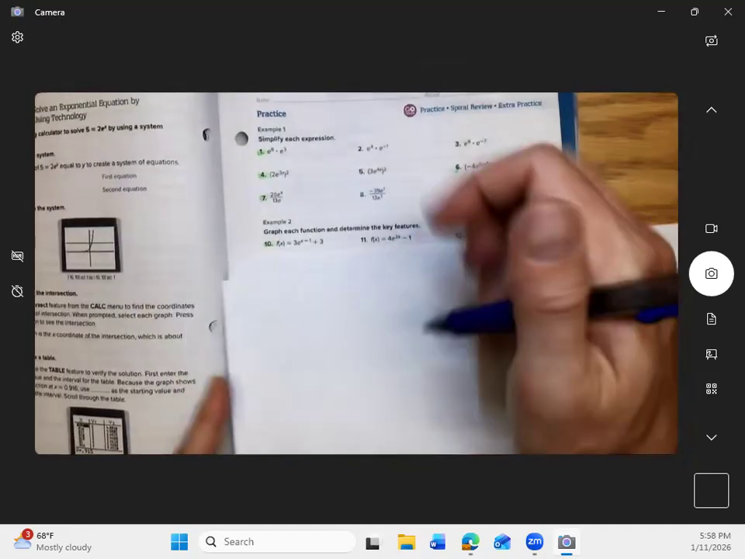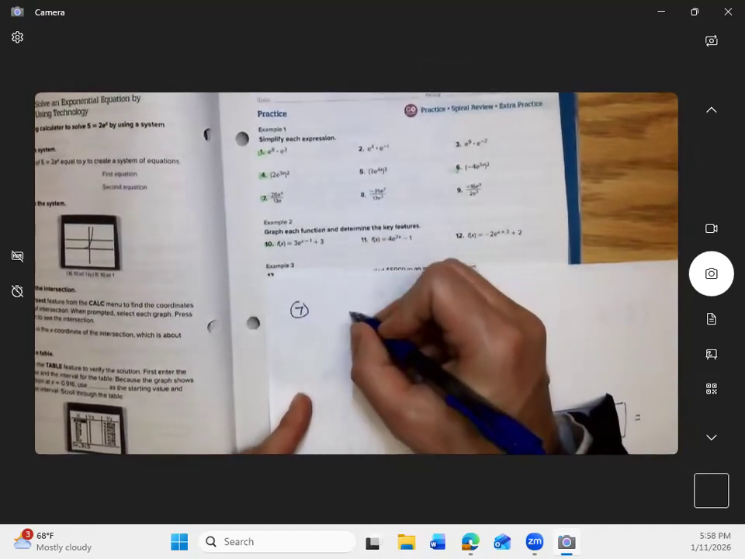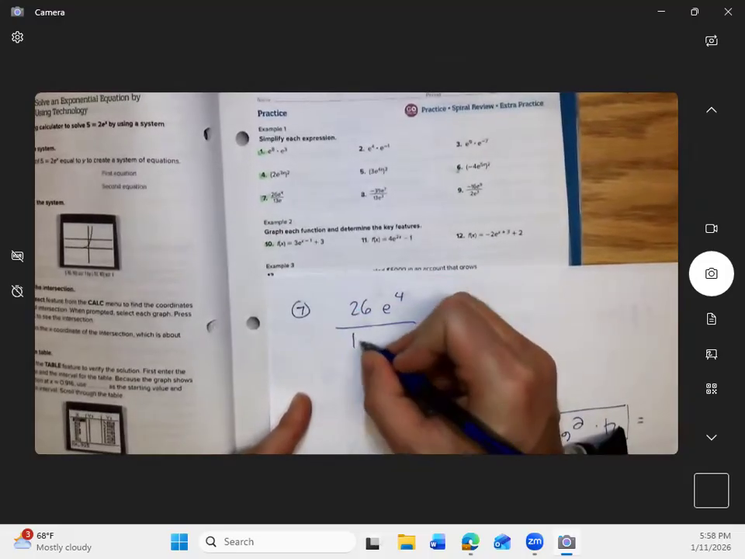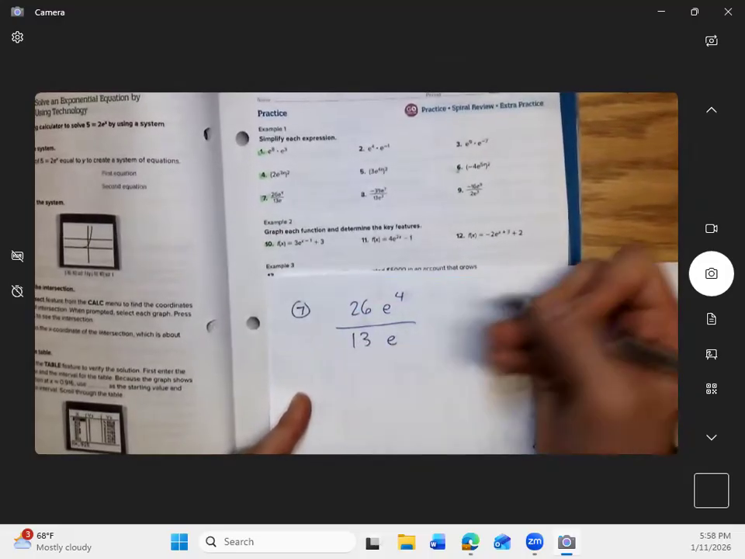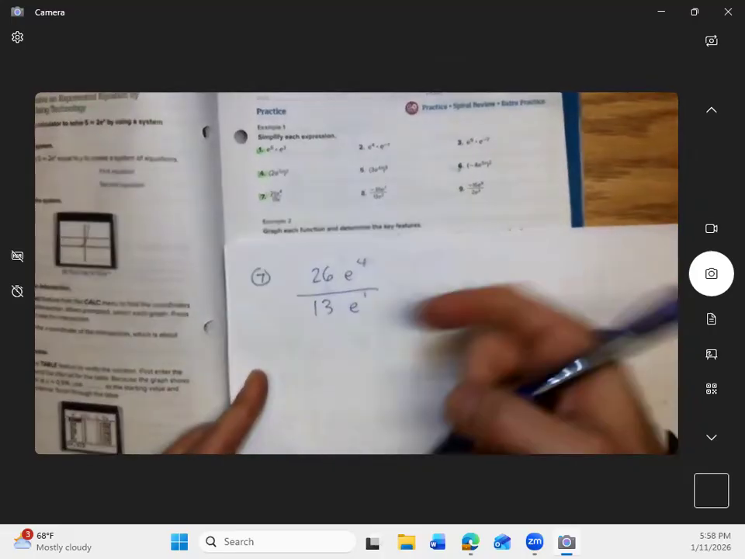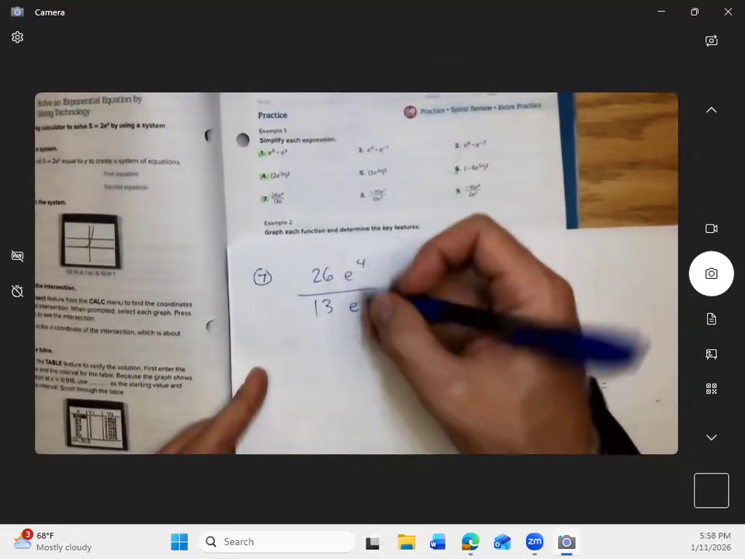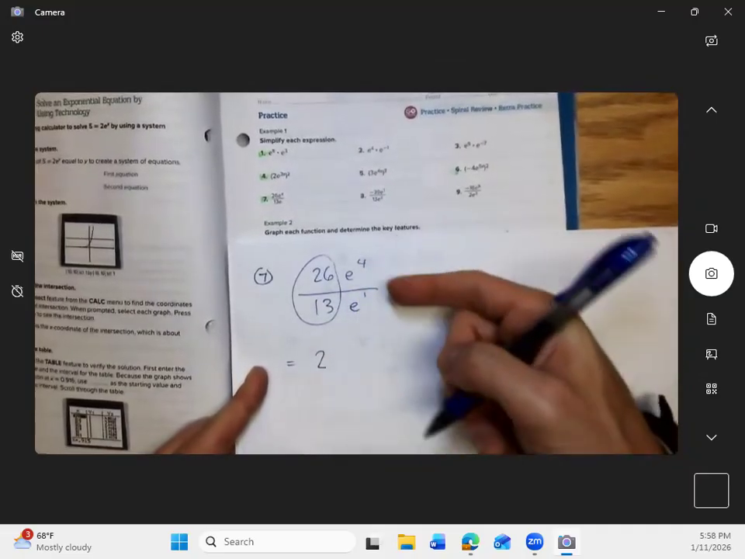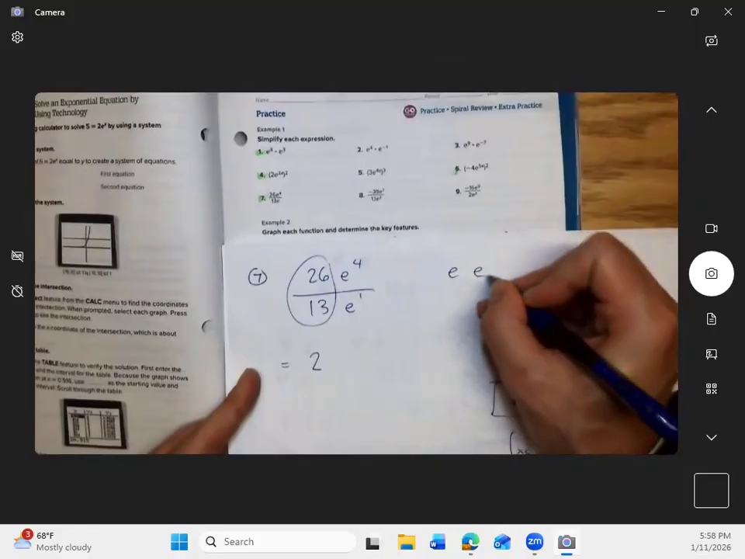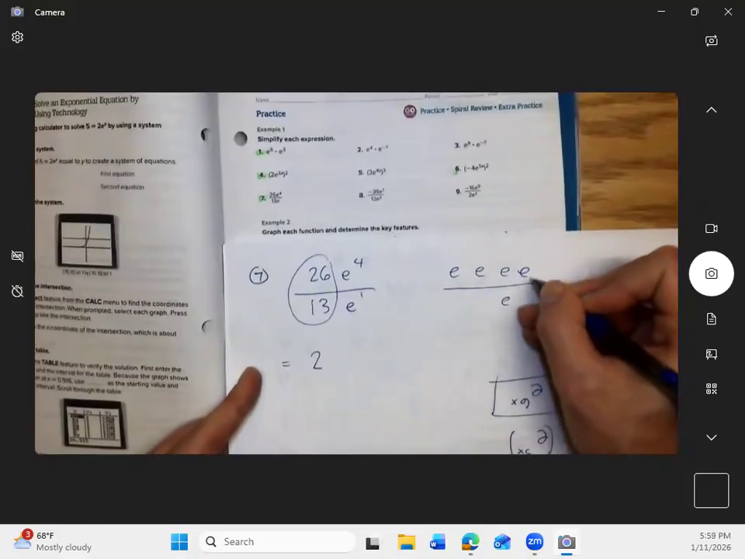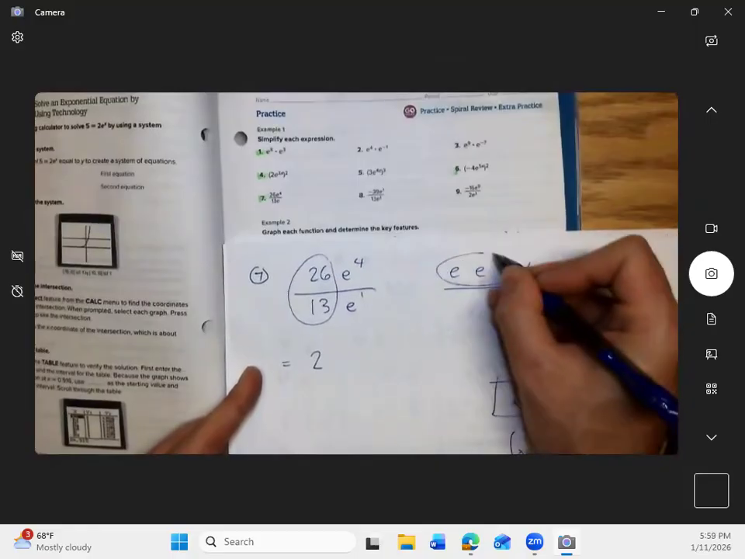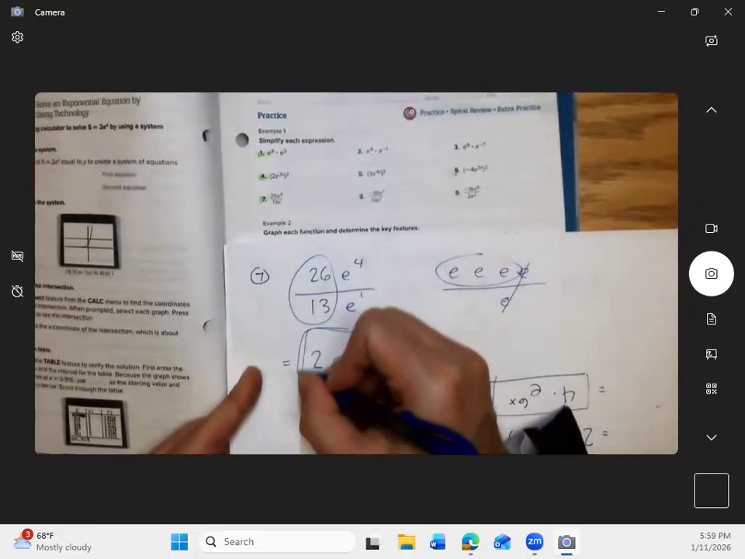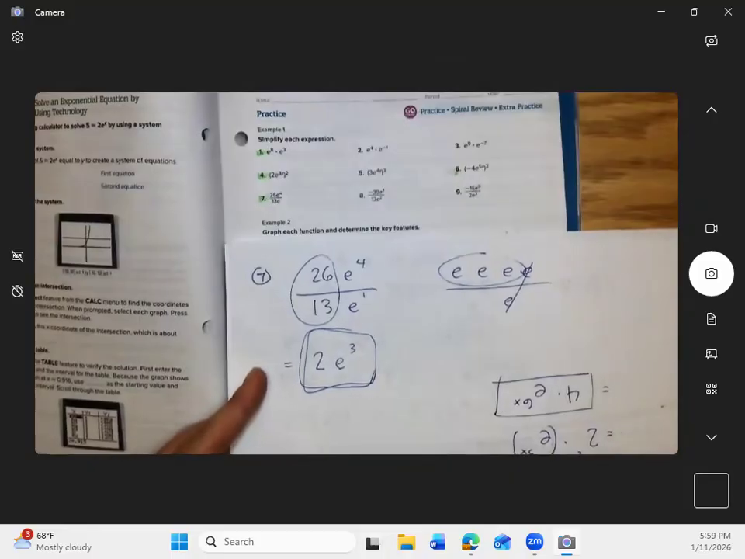Number 7, I got 26e^4, all divided by 13e. Well, e is like e^1, isn't it? Now 26 over 13, that's 2, because 13 times 2 is 26. e^4 over e, that's like e to the 4 divided by e. Because at least with 3 e's, it's e^3. Done.